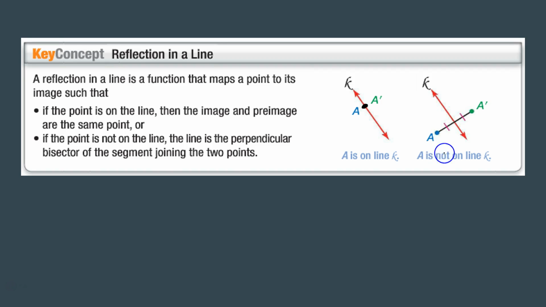But let's say that A is now not on line K. I want it to still reflect about this line. But when I'm talking about reflection, I'm talking about it still needs to be equal distance away from the line. So let's say this was like 3 centimeters. Then this has to be 3 centimeters as well, because these are congruent lengths. Our new point would be A prime right here.